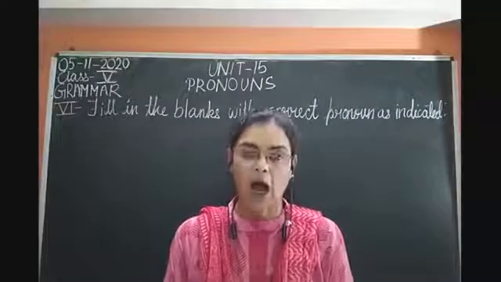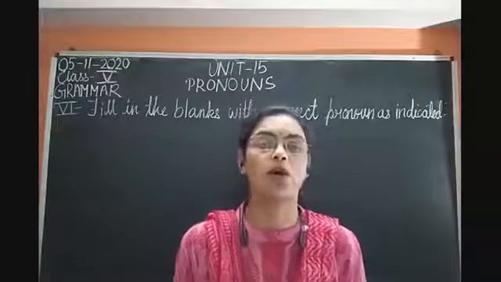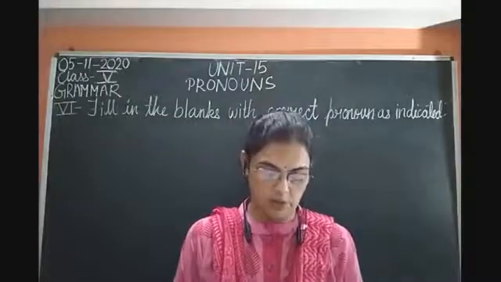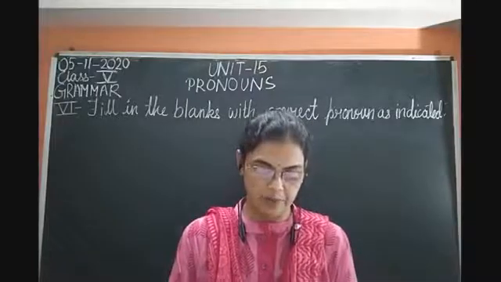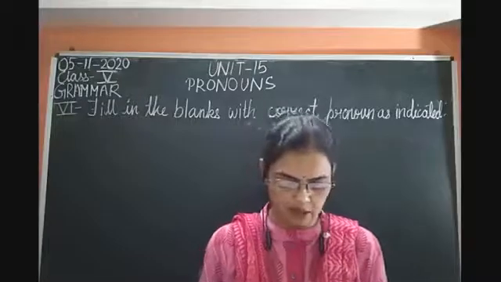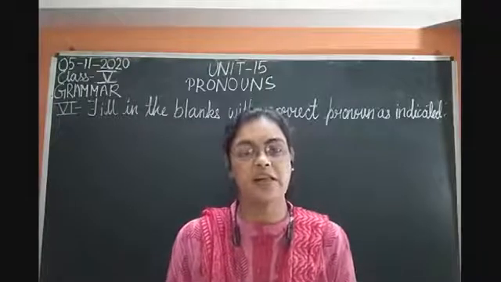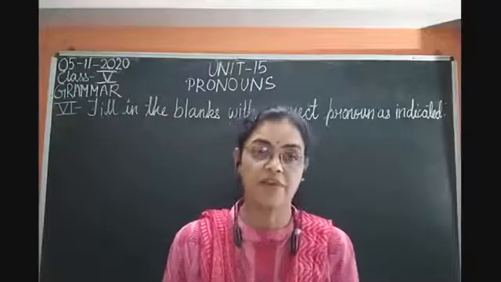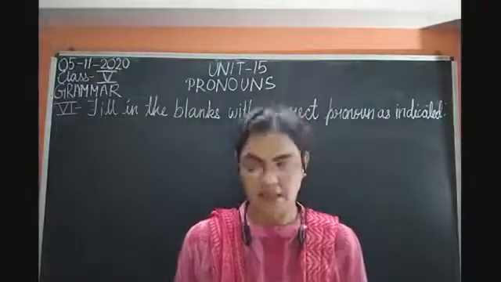The fourth one: I bought this ball, so it belongs to dash. We have to fill this blank with an object pronoun. So for I, the object pronoun is me. Please write me in the fourth blank. Our sentence will be, I bought this ball, so it belongs to me. Then the fifth one: she fell down and hurt dash. We need to fill the fifth blank with a reflexive pronoun. So for she, the reflexive pronoun will be herself.